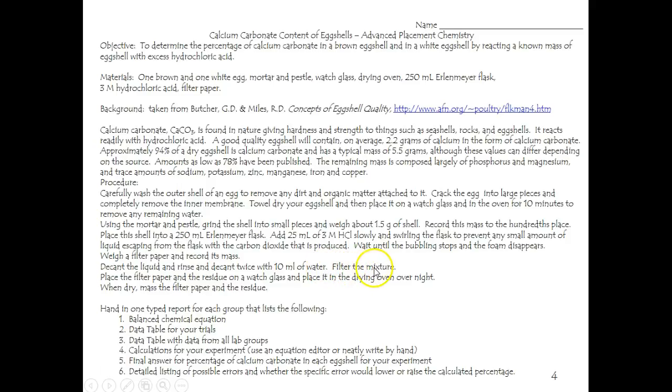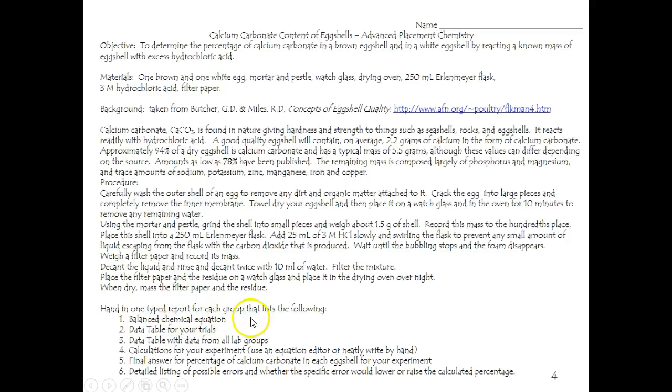So anything in the filter is not calcium carbonate. It's almost like a percent yield type reaction. Once we can figure out what's in the filter paper, we'll dry it overnight, think about what the theoretical yield should have been, think about what it is, and mass the filter paper and the residue. Here's what you need to hand in.